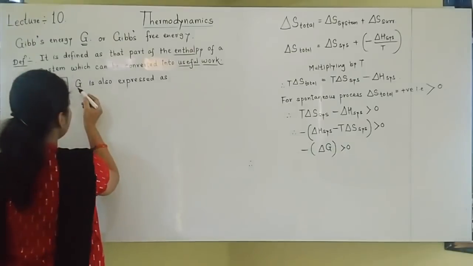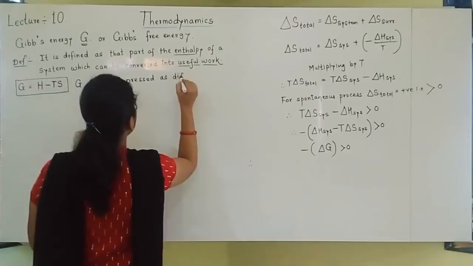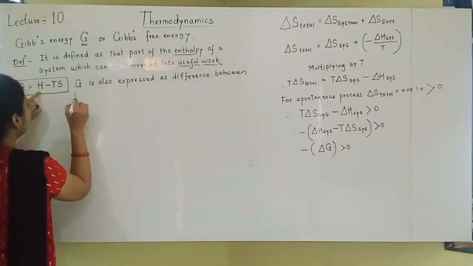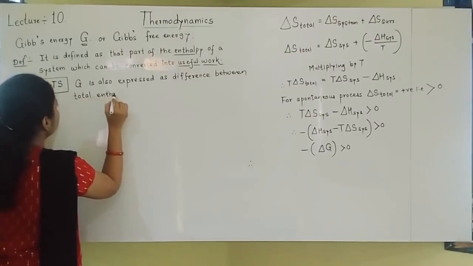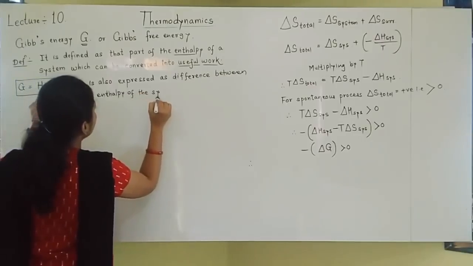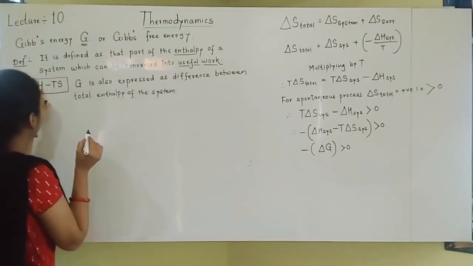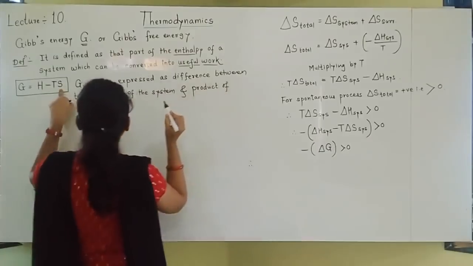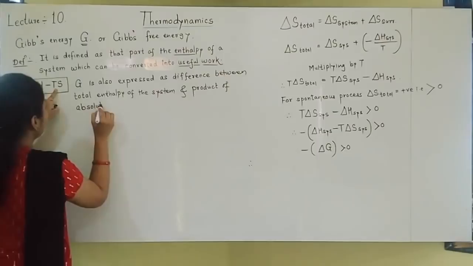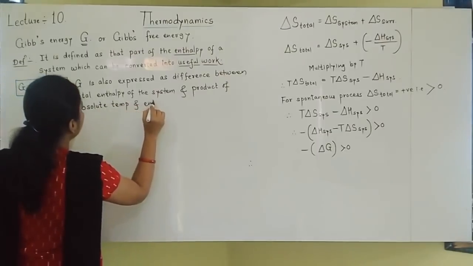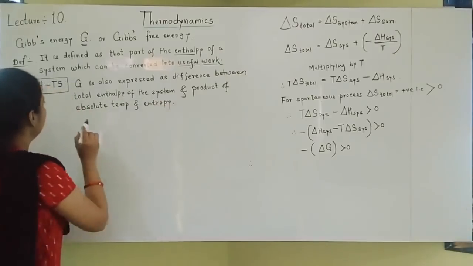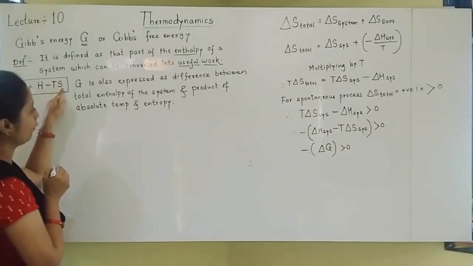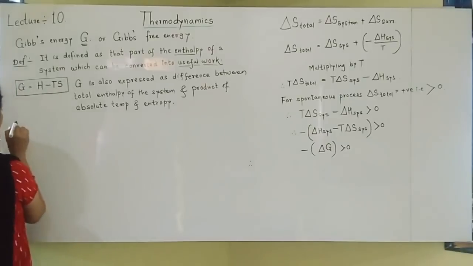Okay. So I will write: G, Gibbs free energy, is also expressed as the difference between H, the total enthalpy of the system, and the product of absolute temperature and entropy. Okay students, it is expressed as the difference between the total enthalpy of the system and the product of absolute temperature and entropy.